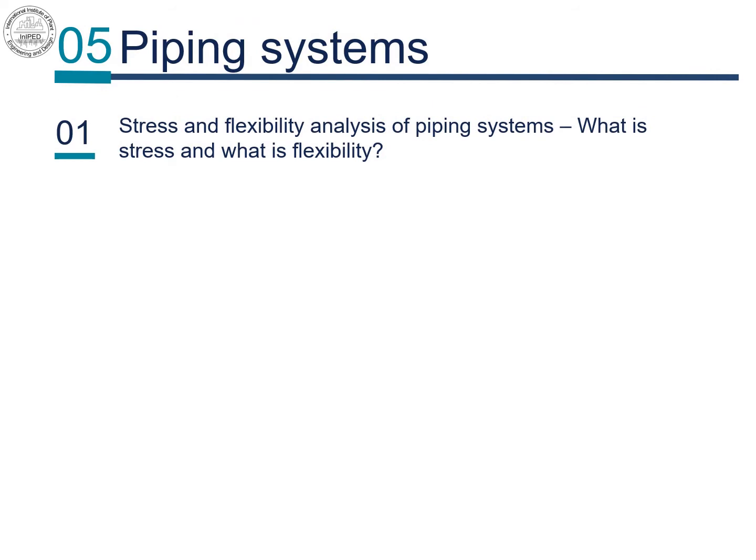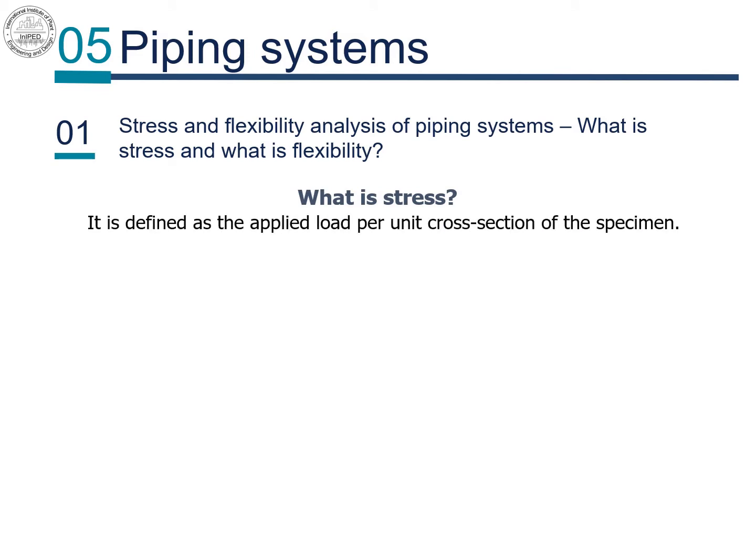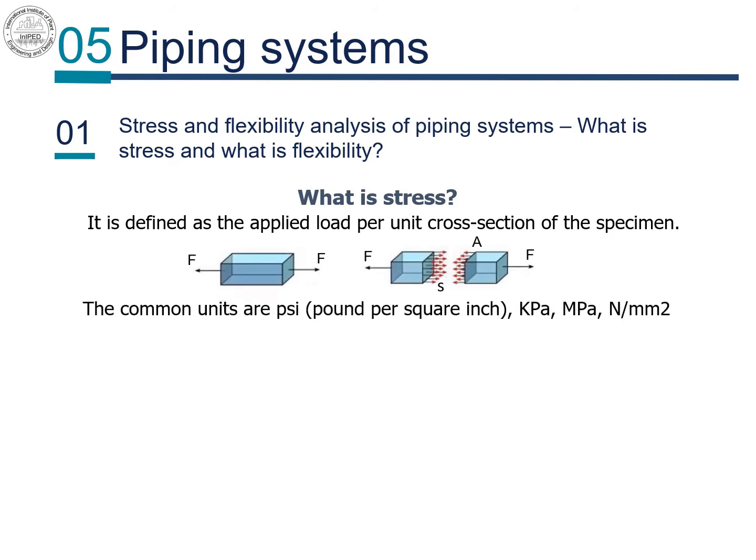First, we will try to provide in simple words explanation to two major concepts, such as, what is stress? It is defined as the applied load per unit cross-section of the specimen. The common units are psi, pound per square inch, kPa, kilopascal, MPa, megapascal or Newton per square millimeter. And what is flexibility? The best way to describe it is when talking of rigid or flexible structures.